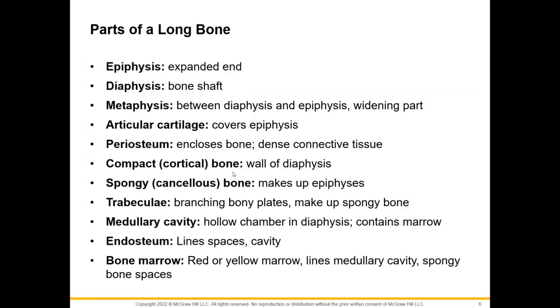And when you look into the epiphyses especially, you'll see trabeculae, which are these bony plates, cross sections of spongy bone. Looks kind of like thickened spiderweb areas. The medullary cavity is the hollow chamber that goes down the middle of the diaphysis, and it has the bone marrow. The endosteum is the part that lines the spaces or the cavity of the bone, around the bone marrow. And speaking of, the bone marrow is red or yellow marrow. It lines the medullary cavities and also the spongy bone spaces. We'll talk more about that later.